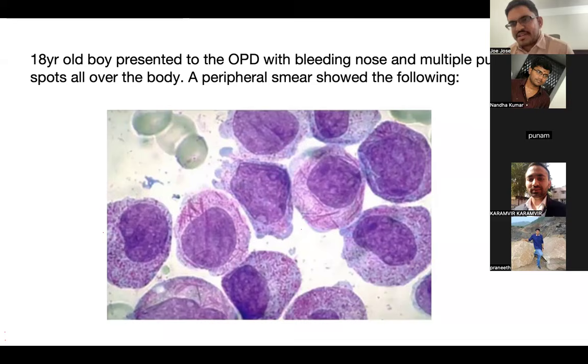So what is consolidation that is given here in low risk? Sir, in low risk, consolidation is given with ATO and Atra. Yeah, ATO and Atra only. Is there any maintenance in low risk? Sir, no maintenance. Yeah, so there is no maintenance in low risk.